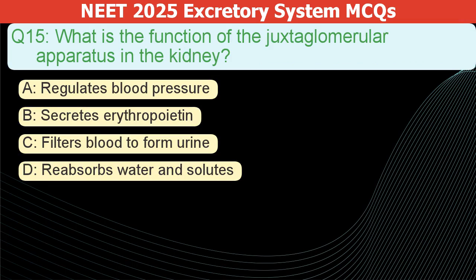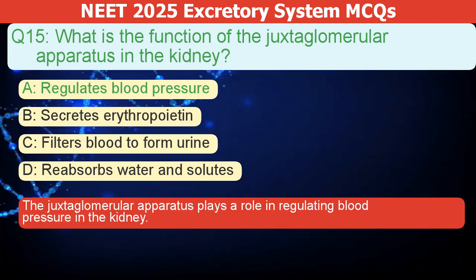What is the function of the juxtaglomerular apparatus in the kidney? A. Regulates blood pressure. B. Secretes erythropoietin. C. Filters blood to form urine. D. Reabsorbs water and solutes. The correct answer is A. The juxtaglomerular apparatus plays a role in regulating blood pressure in the kidney.